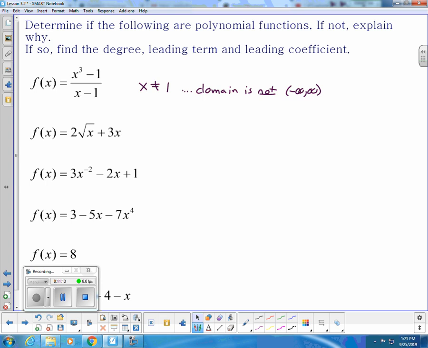Okay, what about the second one? Why not? 0 squared. It's got to be greater than or equal to 0. So you can have no negatives here. So the domain is not all reals.